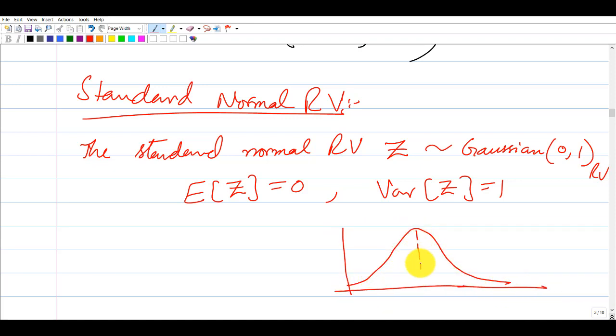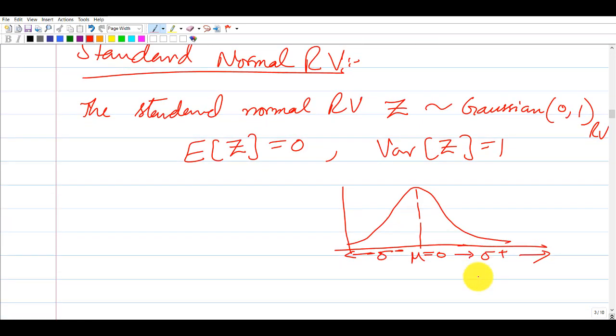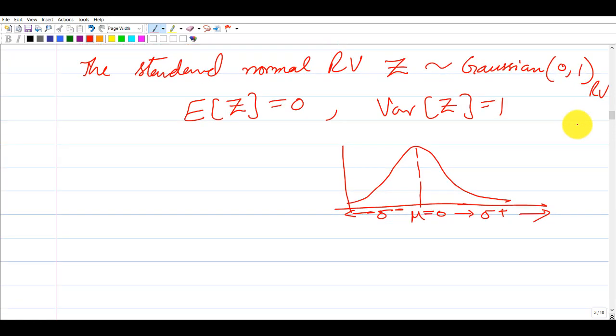So it simply means that if we have this Gaussian curve, instead of the mean mu being any number, it was 0. So here it was sigma plus, and here it is sigma minus. So this shows us the spread of the data according to the standard deviation of that random variable, which has now been normalized to 0 and 1. So mean has become 0, and the sigma will be transformed to 1. So that will give us the transformation.